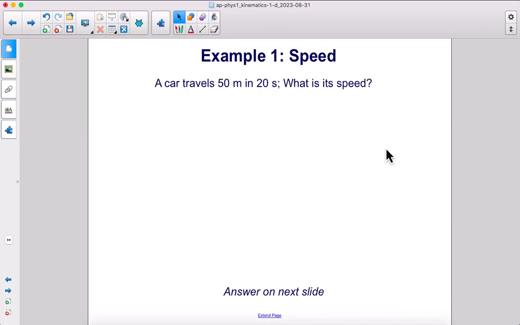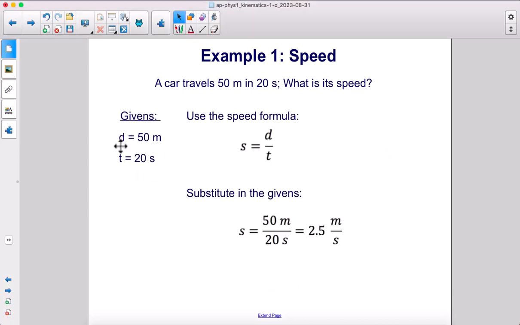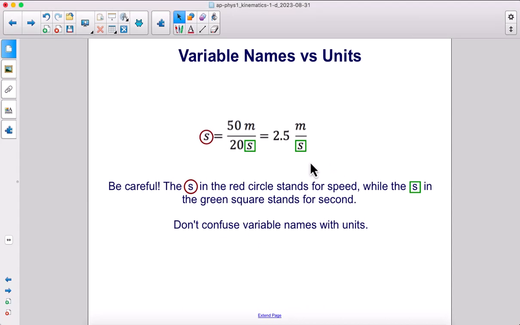A car travels 50 meters in 20 seconds. What is its speed? Here is a list of our givens, and we're going to use the speed formula. So we have our speed formula, we substitute in the givens with the units, and we get 2.5 meters per second. Be careful. The S here stands for speed. The S here stands for seconds. Don't confuse variable names with units. These are two different S's.